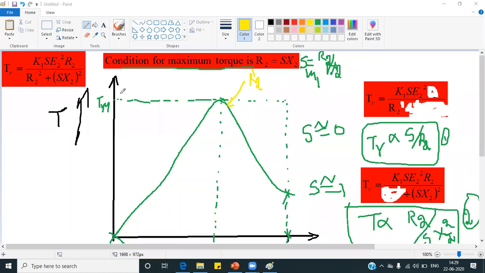I'm going to ask you one question, right? There are two types of rotors, okay? In which type of rotor can you add external resistance? The induction motor has two types of rotors. In which type of rotor can we add external resistance? That is my question.